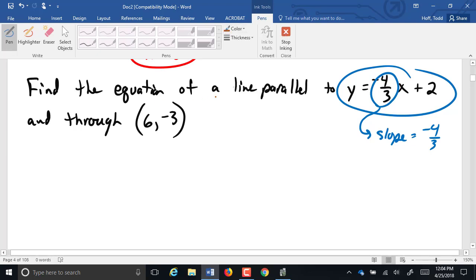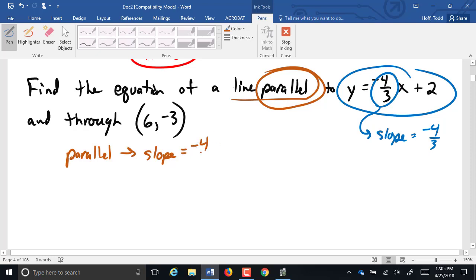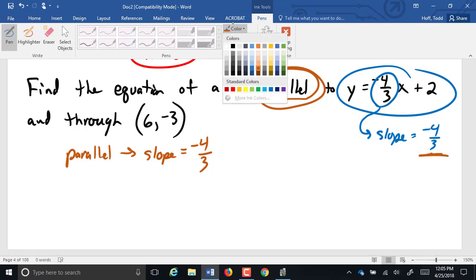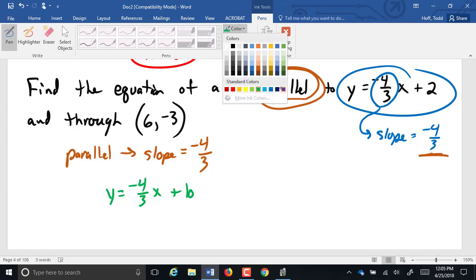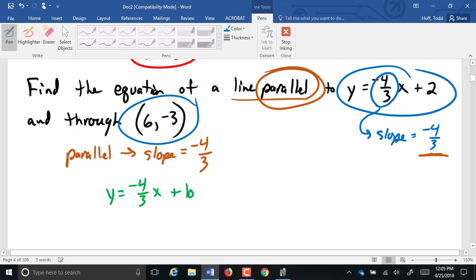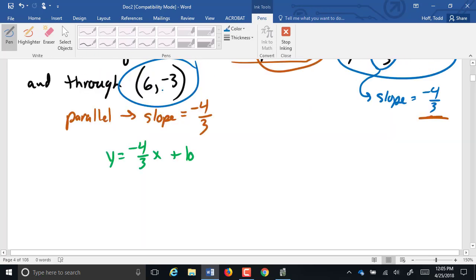Well, next we have to identify, we are looking for parallel. A parallel line has a slope that is equal. So the slope of that parallel line is also -4/3. So we start our equation, y equals -4/3 x plus, we're going to have to find the y-intercept yet, so plus b. We put in our point, 6, -3. That's saying that -3 goes in for y, and 6 goes in for x.